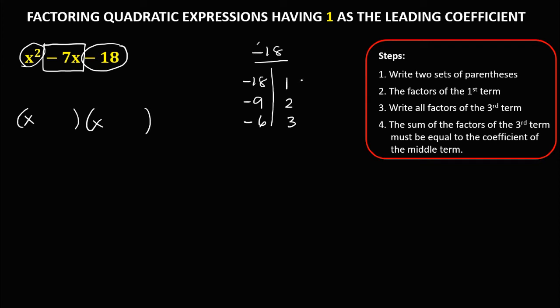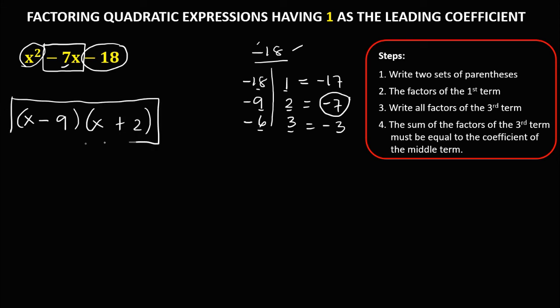Then add all the factors. So negative 18 plus 1 is negative 17. Negative 9 plus 2 is negative 7. Negative 6 plus 3 is negative 3. So the sum of the factors must be equal to the coefficient of the middle term, which is negative 7. Therefore, the factors of negative 18 are negative 9 and positive 2. So these are the factors of this quadratic expression.